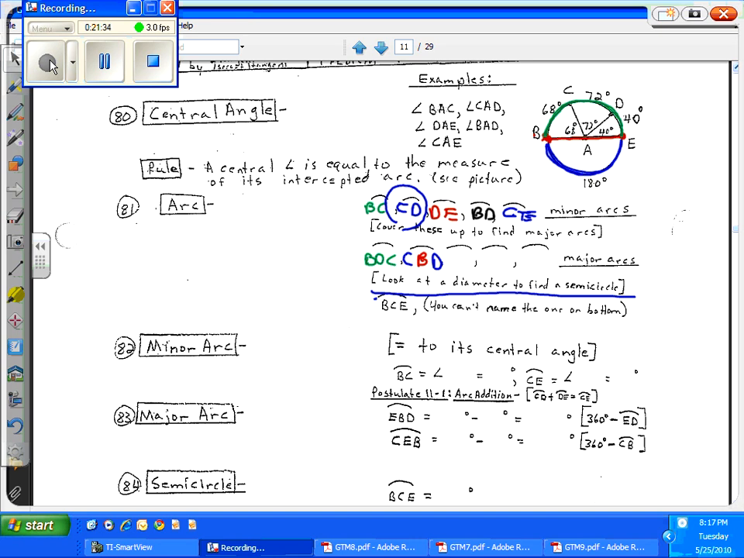Well, we can't name the bottom one because there's not a third letter to name it with. We can name the top one. Notice that on the semicircle, we had the endpoints B and E, and then we chose one of the points out of the middle. We just chose C this time. We could have chosen D. Okay? All right.